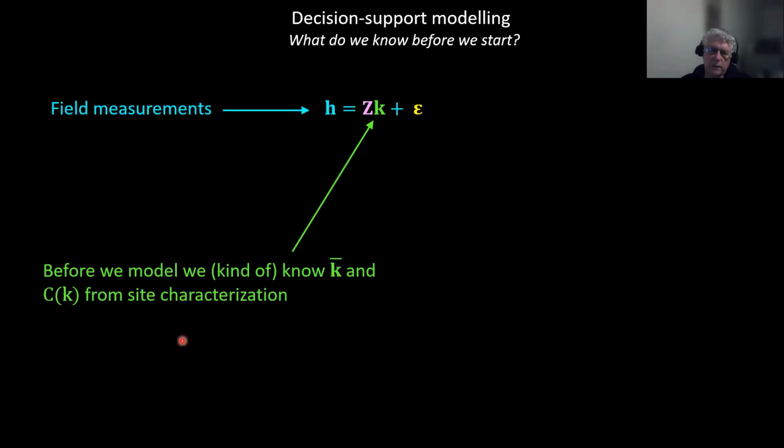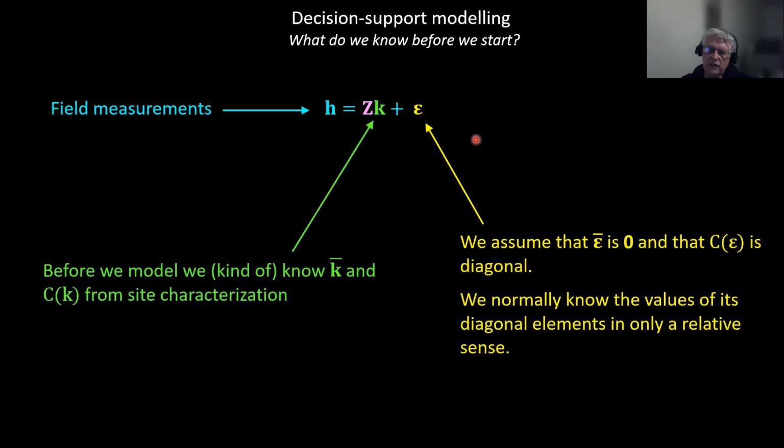Then, of course, I have my field measurements. And then I've got this thing epsilon, whatever it is that stops me being able to fit perfectly with model outputs, the field data. I'm going to assume that the mean of epsilon is 0 and that its off-diagonal elements are 0. That is, C epsilon is a diagonal matrix. Now, that's an awfully big assumption, but it's an awfully convenient assumption, and we'll stick with it just for the sake of convenience. There are ways that we can accommodate the fact that it's not a diagonal matrix, but we won't go there over the next couple of webinars.